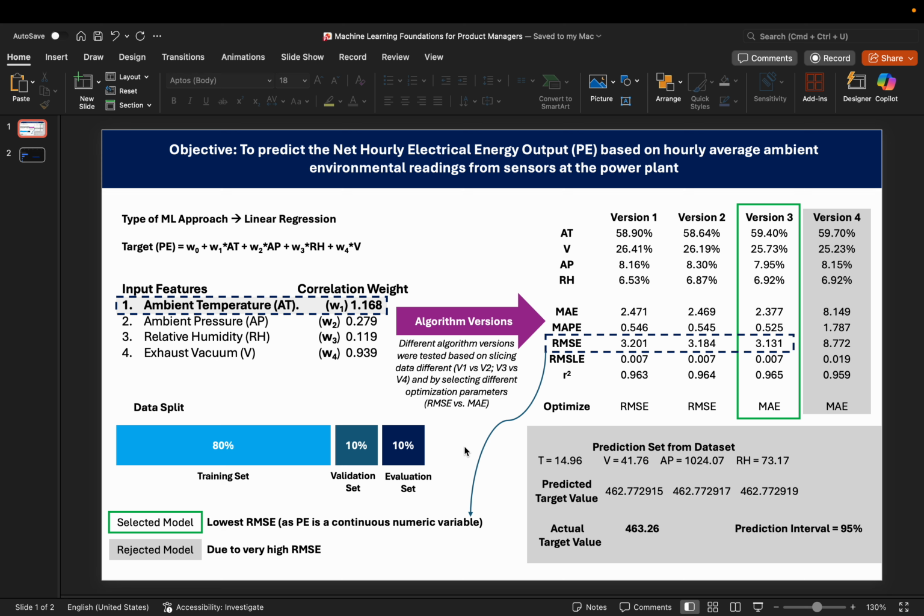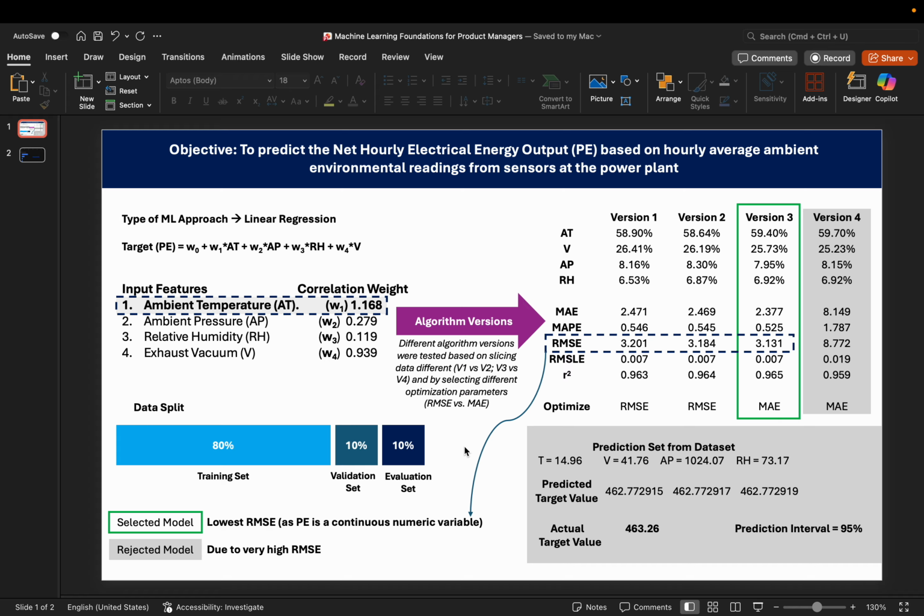I eliminated or rejected version 4 because the root mean squared error was very high, as you see, of 8.772, compared to the others that were in the range of 3.2 to 3.13. And for the first three versions, I took one of the observations in the data set that you see grayed out at the bottom right side of the slide, of temperature 14.96, V of 41.76, and so on, to predict the target value.